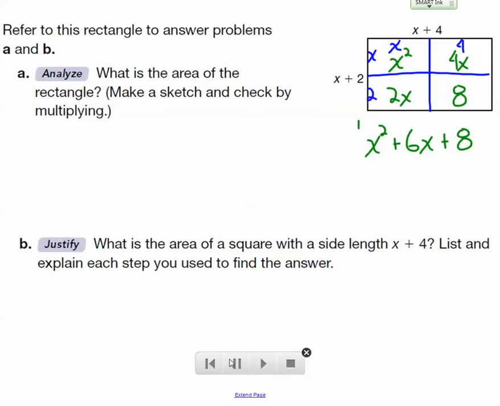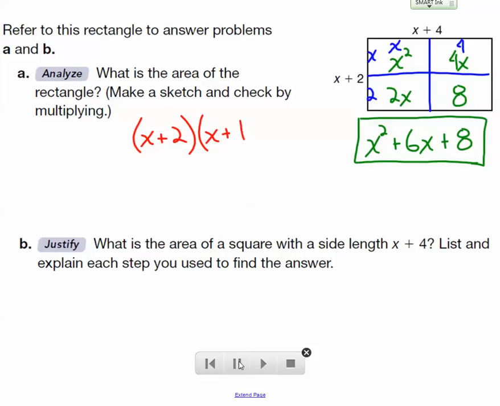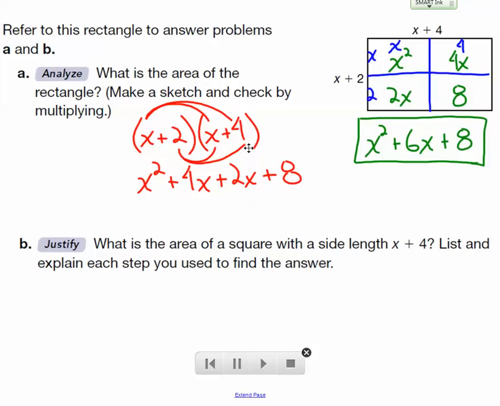Now there is a shortcut to this, and that's what we're going to do now. We don't want to have to always break it up into parts, and that is just to multiply the binomial x plus 4 by the binomial x plus 2. x plus 2 times x plus 4 is the same thing. To do this, we do the distributive property twice. So we're going to distribute the x. x times x is x squared, and x times 4 is 4x, and then we're going to distribute the 2. 2 times x is 2x, 2 times 4 is 8. When you're multiplying binomials, you have to multiply all of this by all of this: x times x plus 4 and 2 times x plus 4. And then we can combine like terms. 4x plus 2x is 6x, and we'll see that we get the same answer.